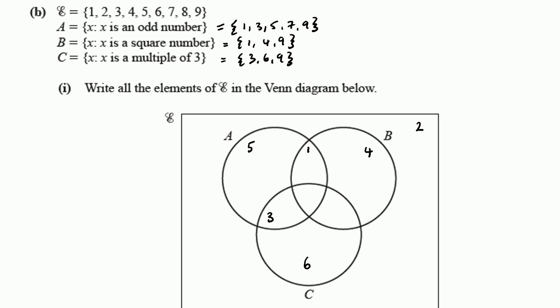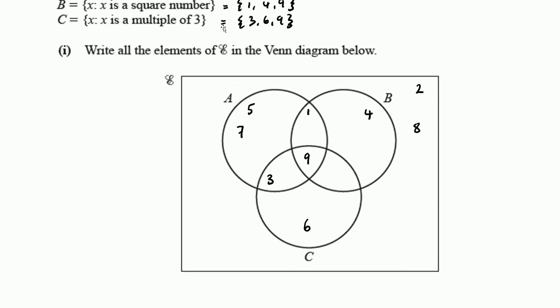7 only appears in set A, and 8 doesn't appear in any of these sets. 9 appears in all of them, so that goes in the middle. So the approach here is to actually take the numbers in the universal set and go in order, checking off which sets they belong in until you've run out of numbers.